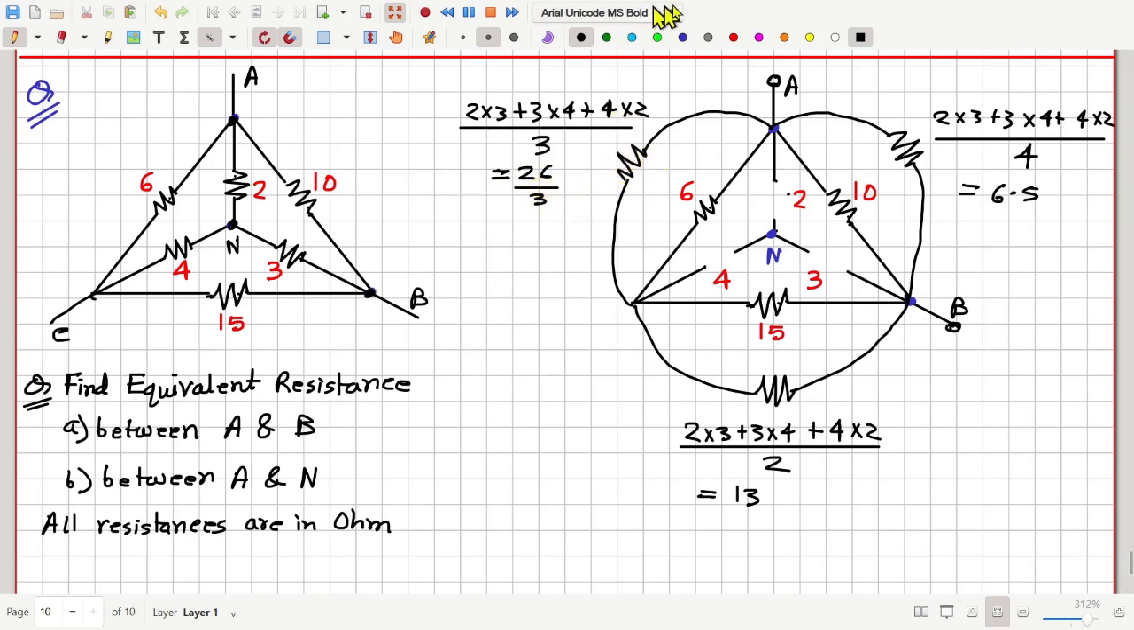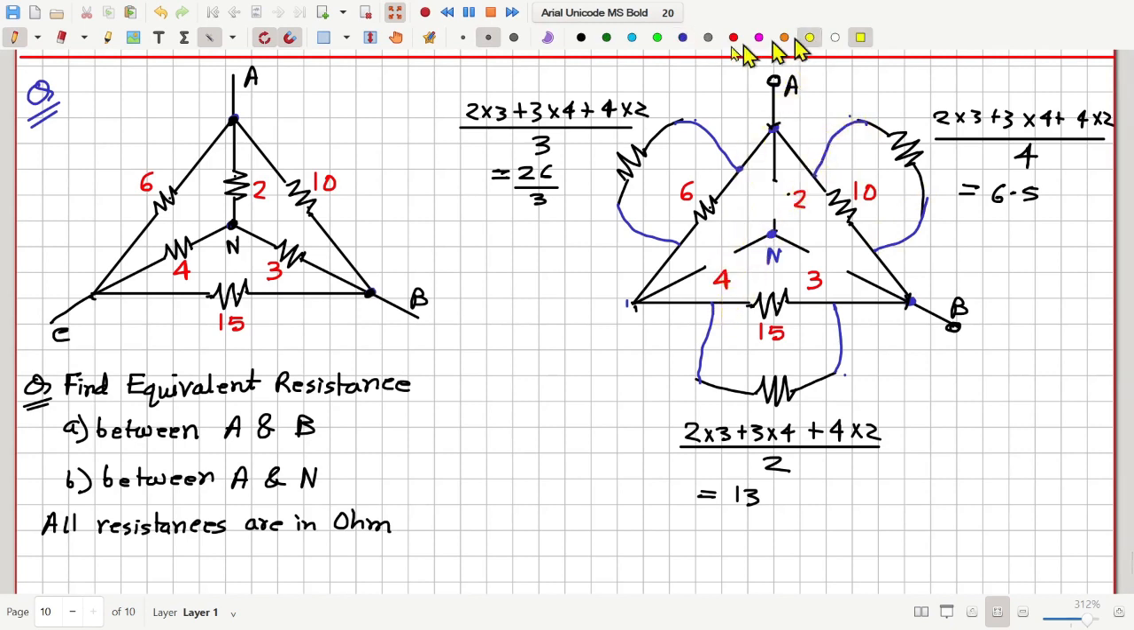Next, let me simplify this diagram a bit. This point I can connect here, it's the same point, and this one I can connect here, because these two are the same point. Similarly, this one I will connect here, and this one I will connect here, and for this I'll put it here, and this one I will put it here.